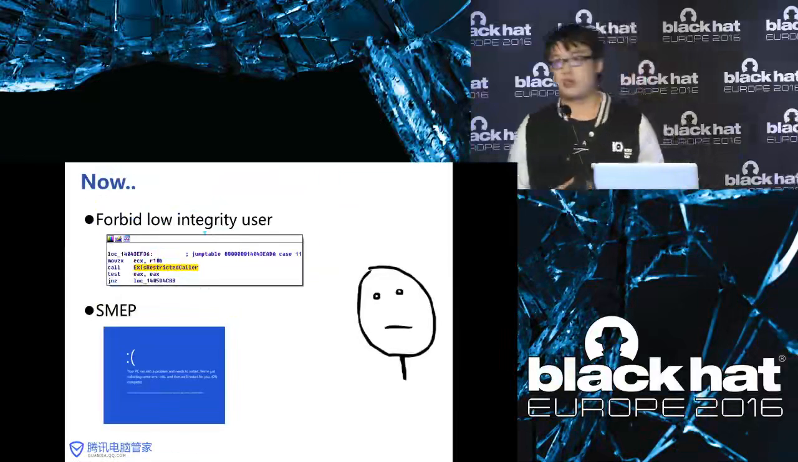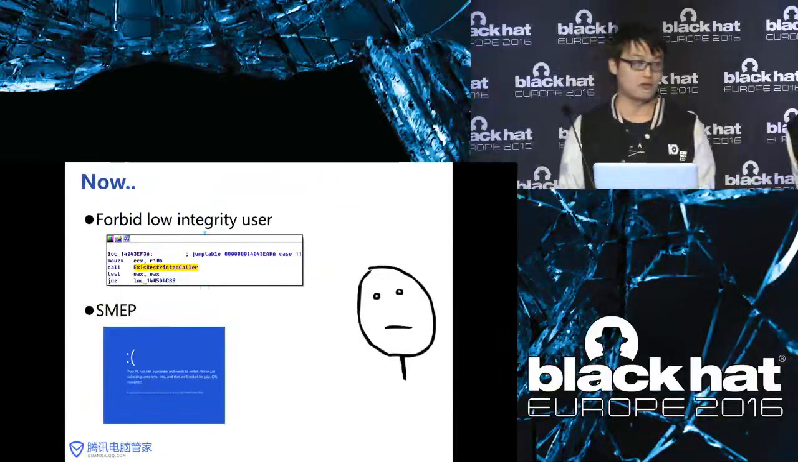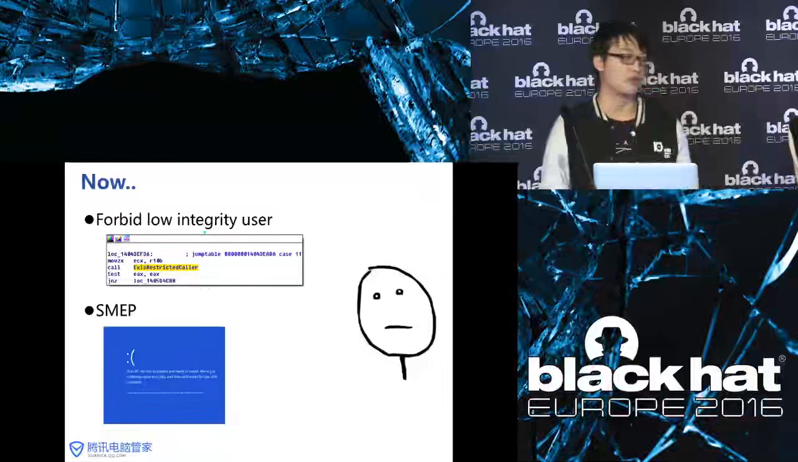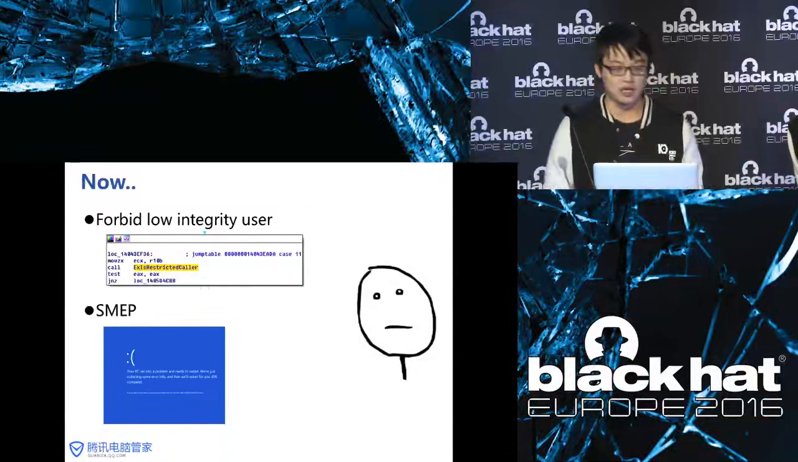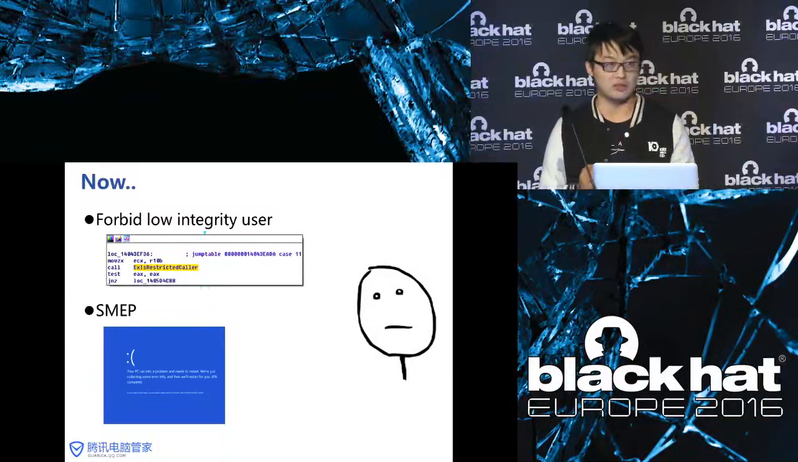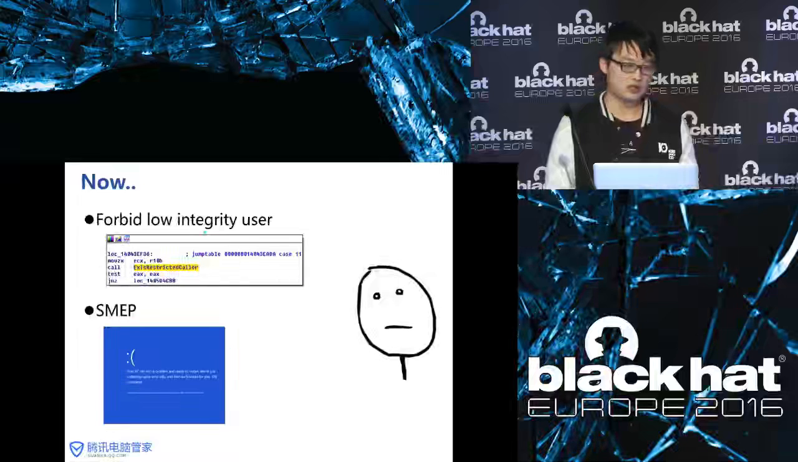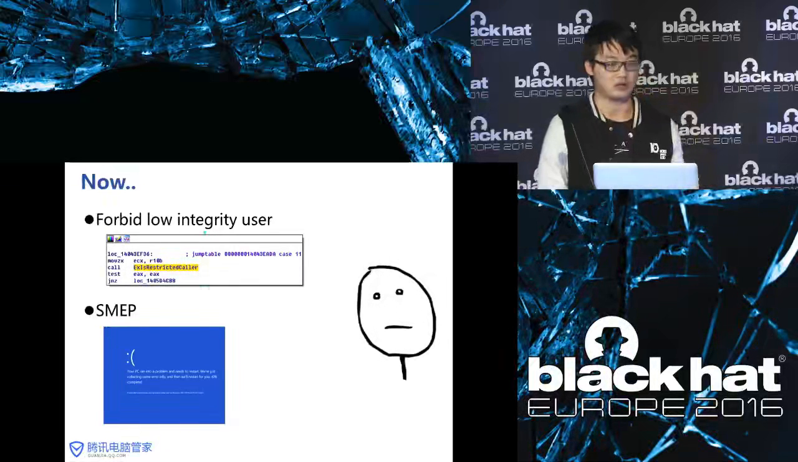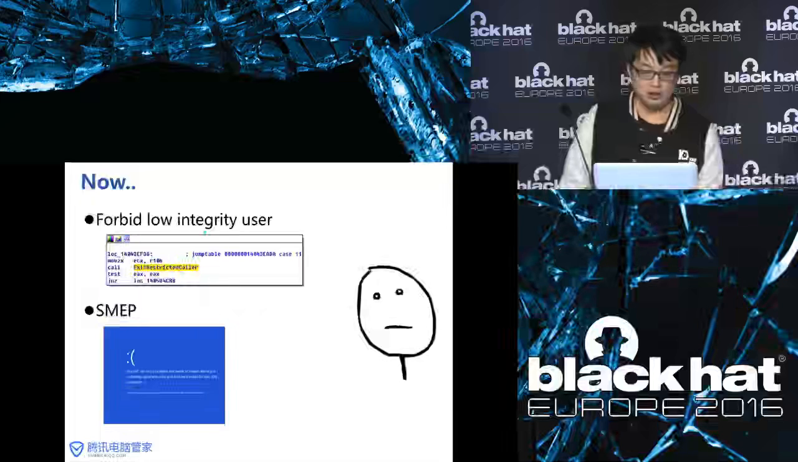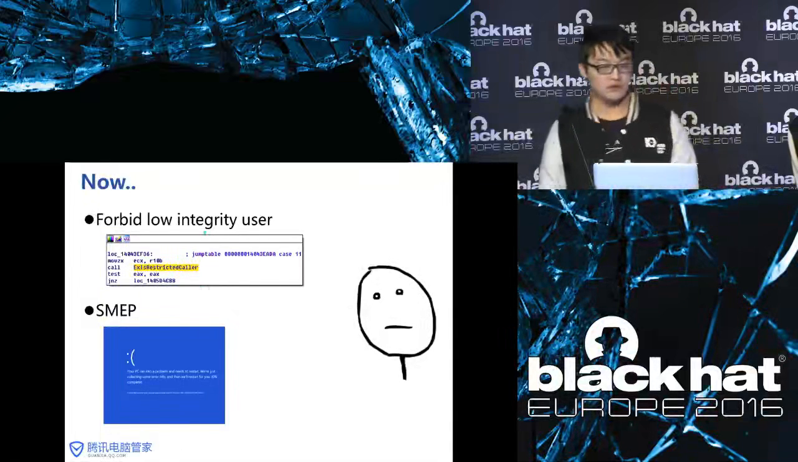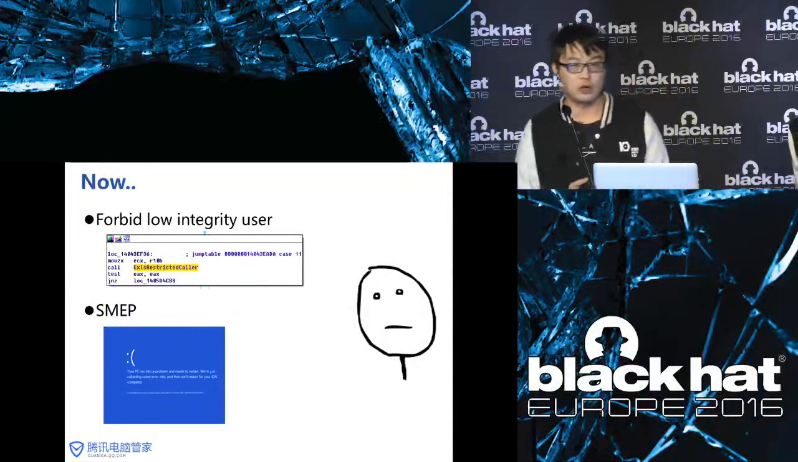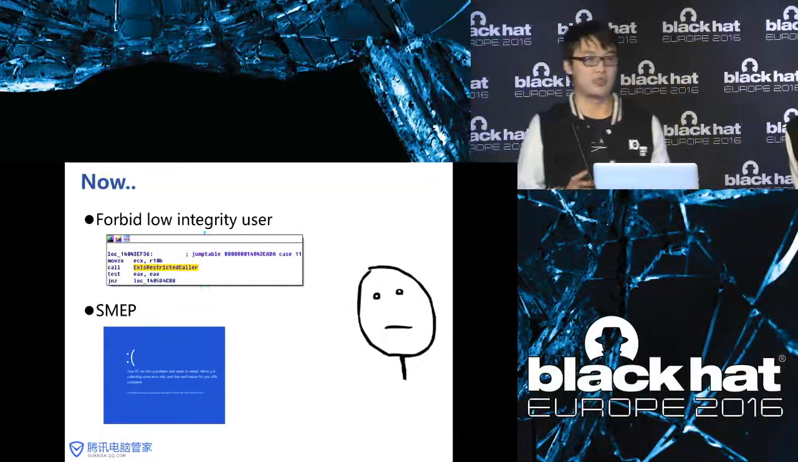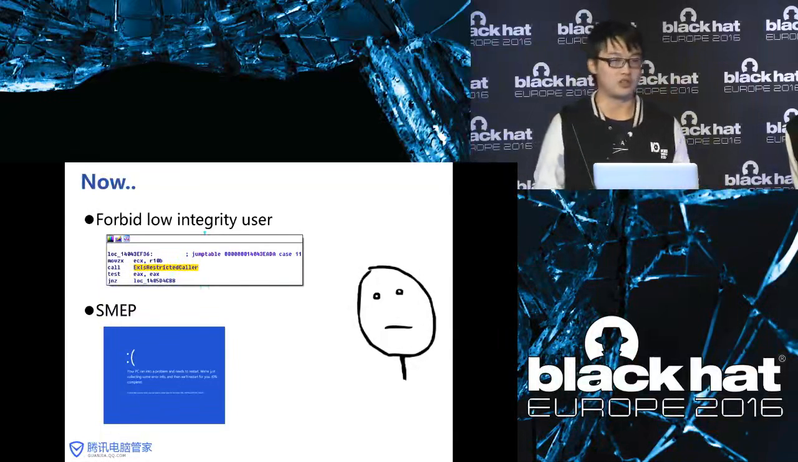But I think the Microsoft security engineers are quite smart, right? They created several protections to forbid these actions. I think there are 2 most effective ones. The first one is integrity verification, and the second one is SMEP. For the integrity verification, we both know a process has many attributes, and integrity is one of them.